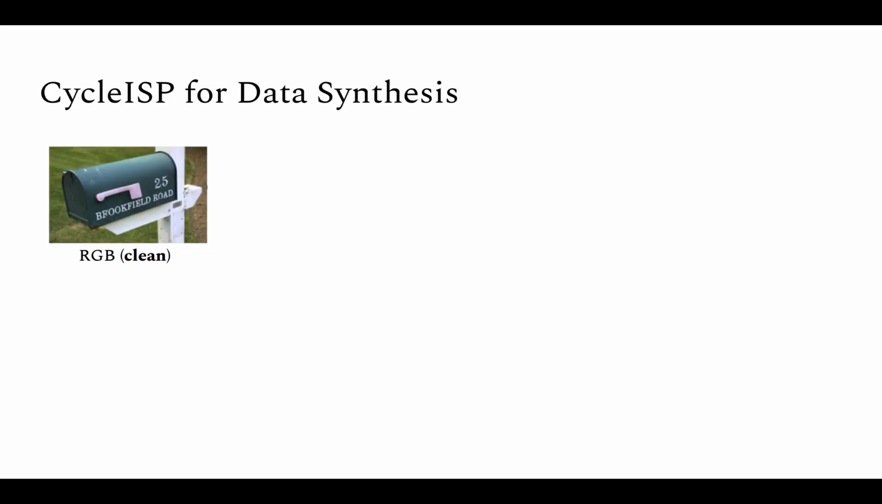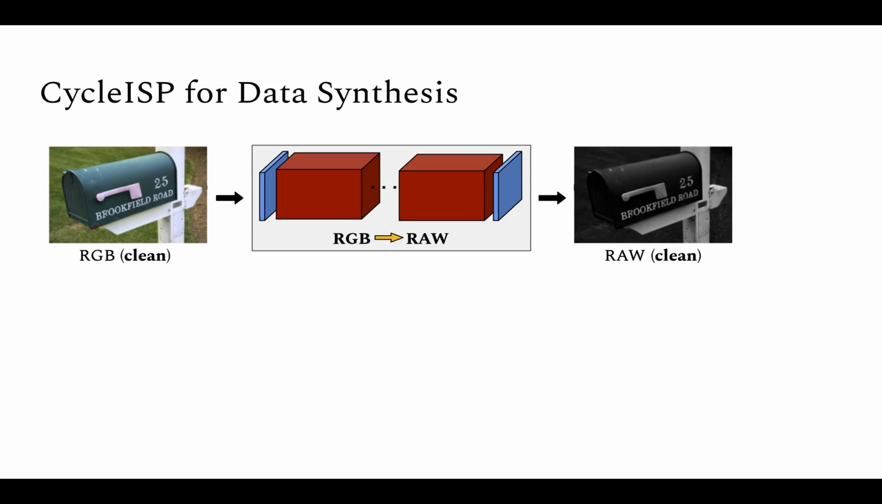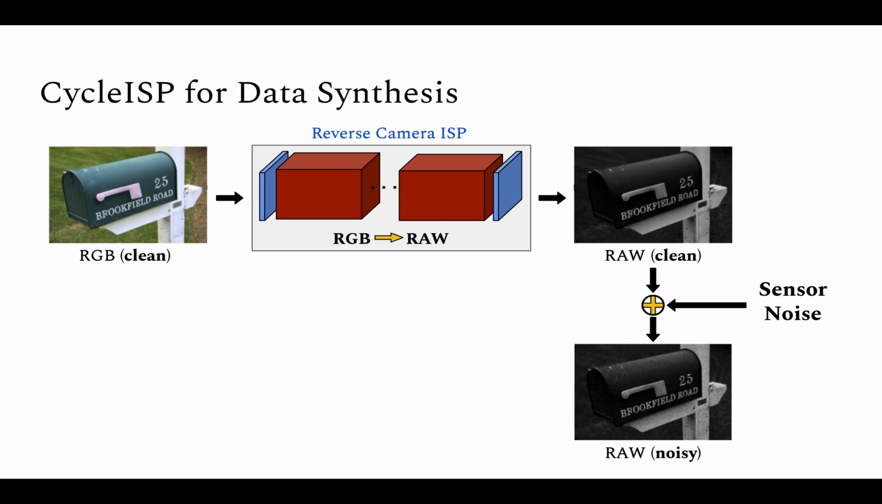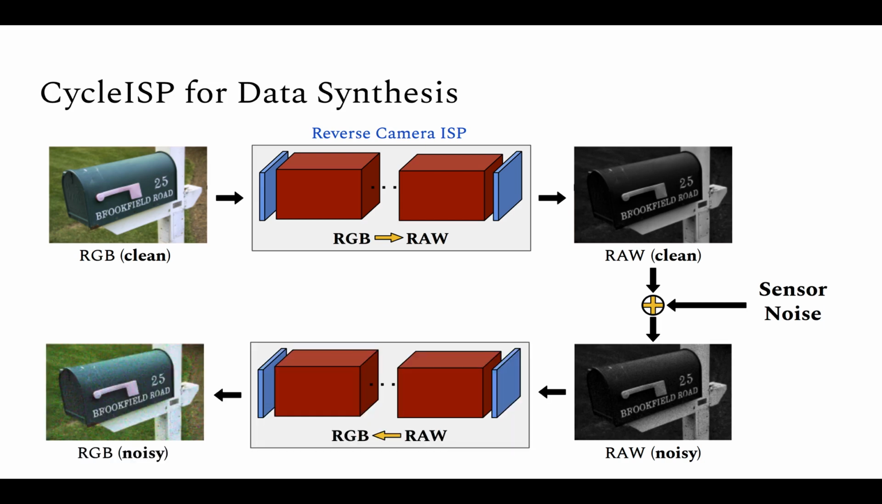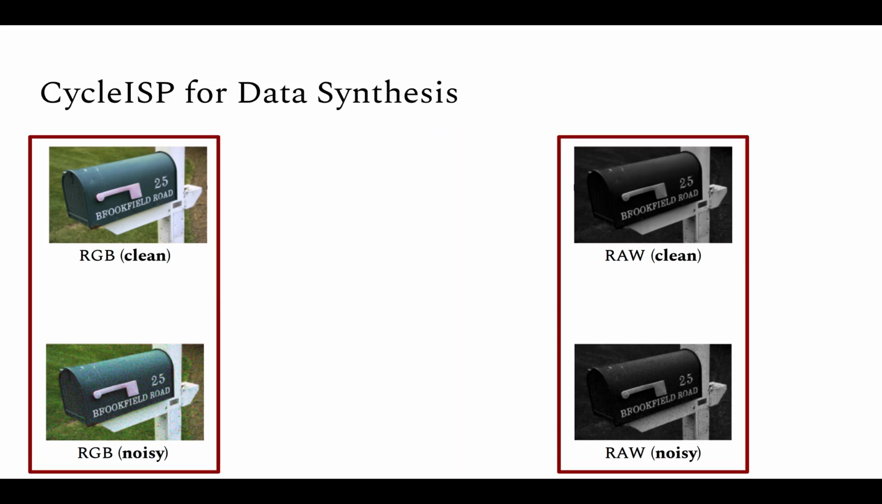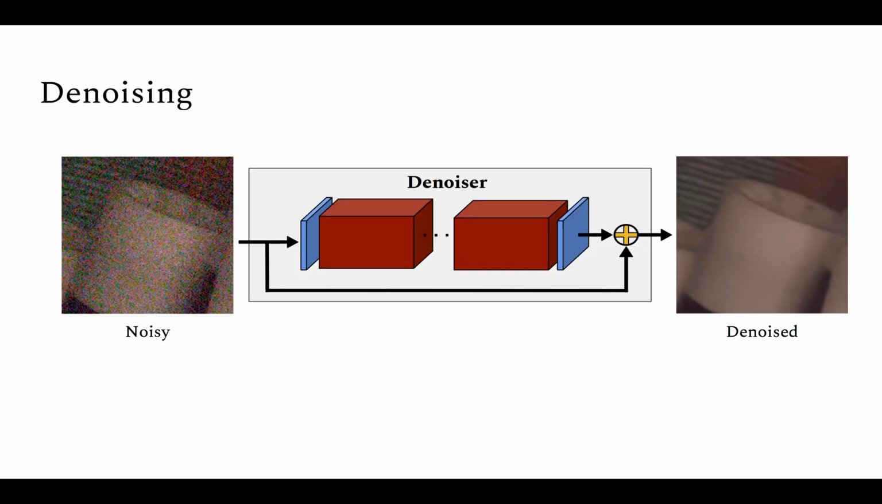Given a clean RGB image, we first convert it to clean RAW image using a subnetwork. This subnetwork learns to invert each step of the camera imaging pipeline, and thereby converts input RGB images to raw measurements. Next, we add sensor noise to this clean raw image in order to generate noisy raw image, which is finally transformed to noisy RGB image using another subnetwork, which learns the regular camera imaging pipeline. This way, from any RGB image, we can synthesize clean and noisy image pairs in RGB and raw spaces. This realistic data can then be used to train any image denoising network.